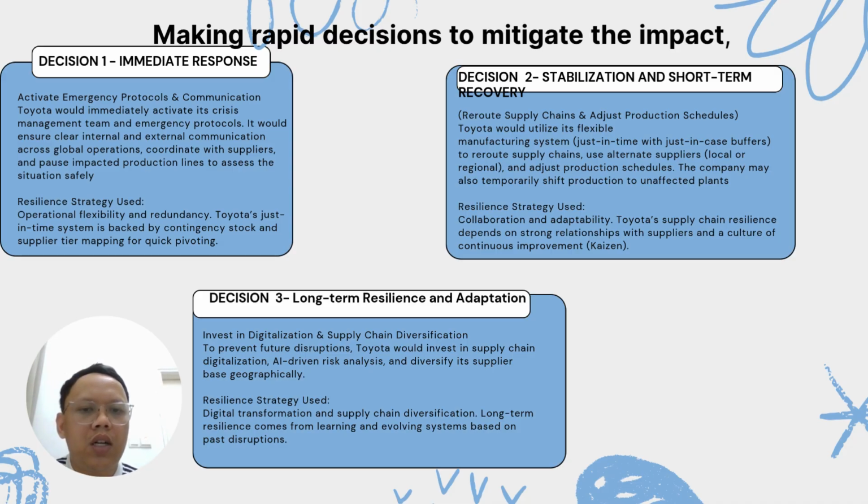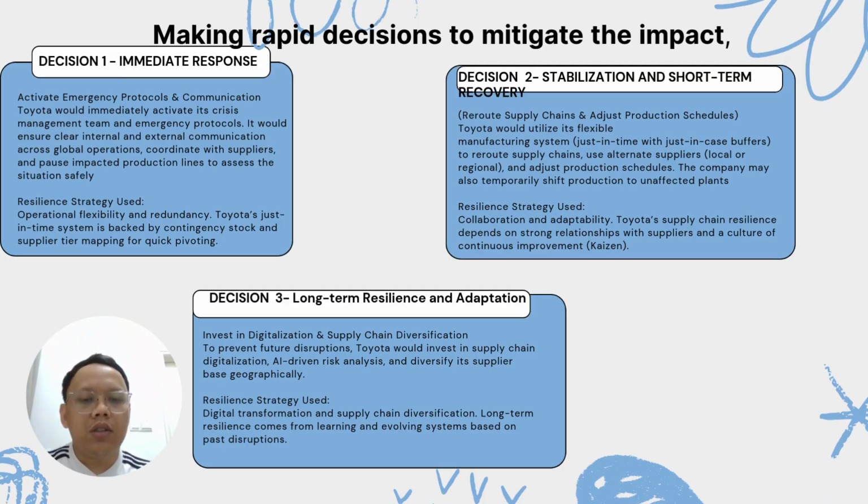To manage the disruption, Toyota made three key decisions. First, in stage one, immediate response. Toyota immediately activated its risk monitoring system and emergency protocols. This included rerouting critical shipments and using buffer stock for essential components.